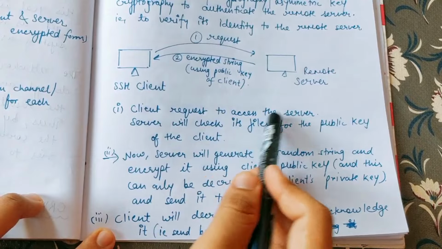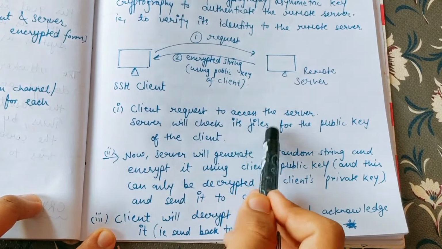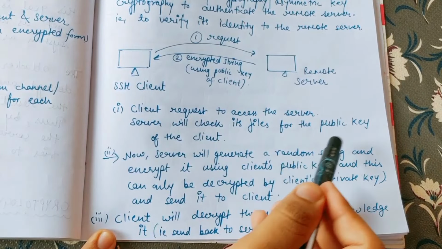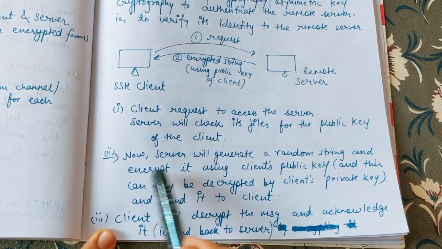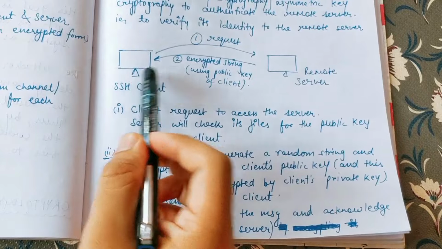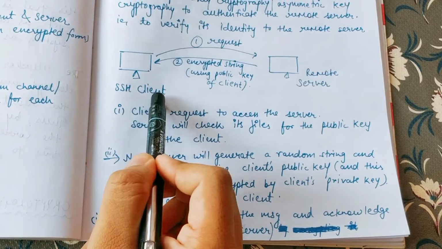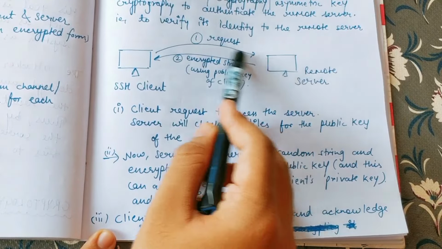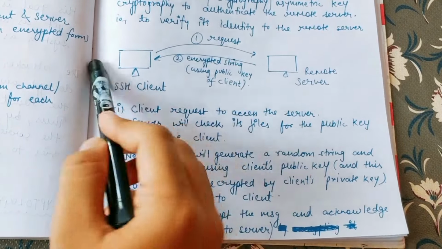So the client will request to access the server, right? Then the server will check its file for the public key of the client. Now after that, the server will generate a random string, okay, and then encrypt it using the client's public key. Then the remote server will send that encrypted string to the client.